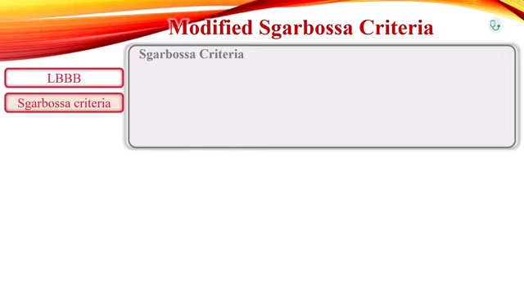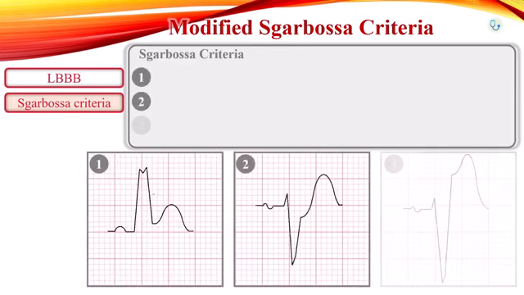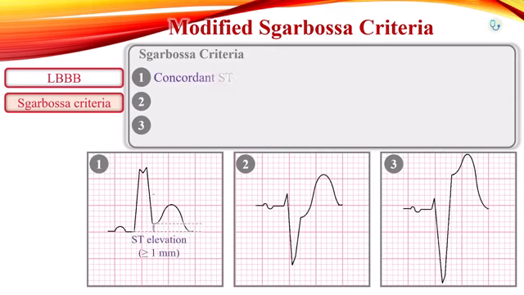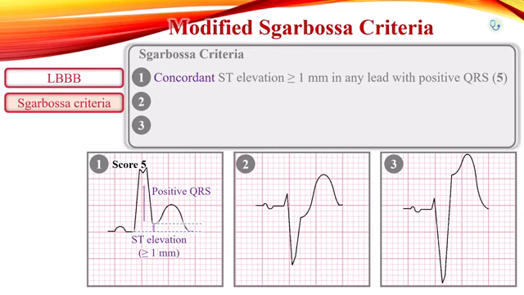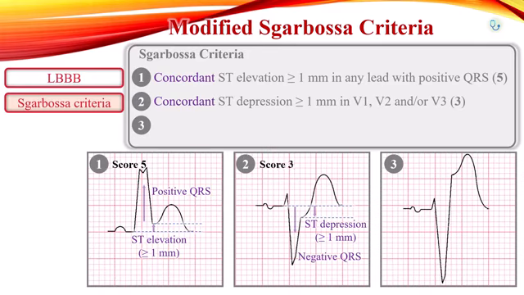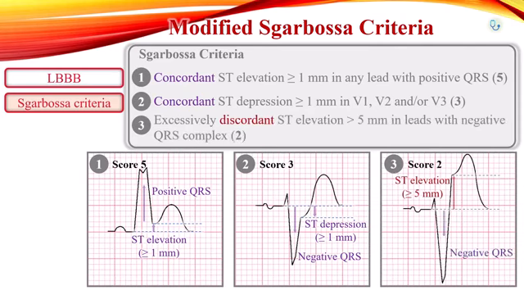In 1996, Dr. Elena Sgarbossa developed and validated a clinical prediction rule to diagnose myocardial infarction in the setting of left bundle branch block. The original scoring system, commonly known as the Sgarbossa criteria, includes 3 criteria. Concordant ST segment elevation of at least 1 mm in any leads with a positive QRS complex scores 5. Concordant ST depression of at least 1 mm in leads V1, V2, or V3 scores 3. And excessively discordant ST elevation of at least 5 mm in a lead with a negative QRS complex scores 2.